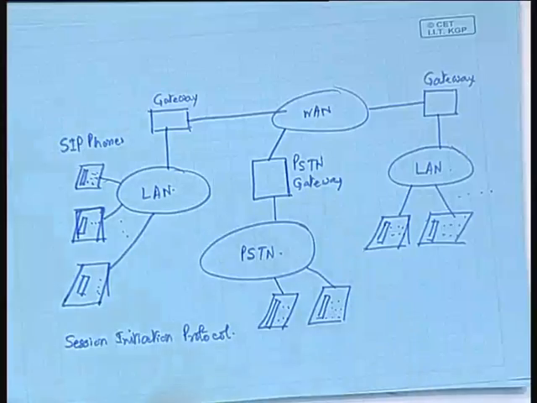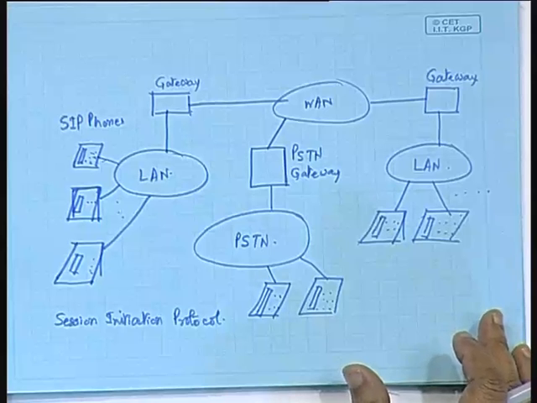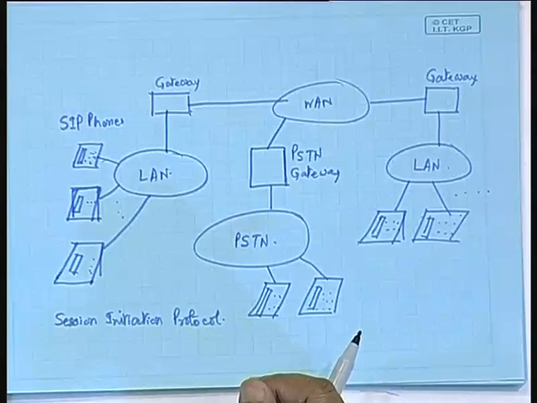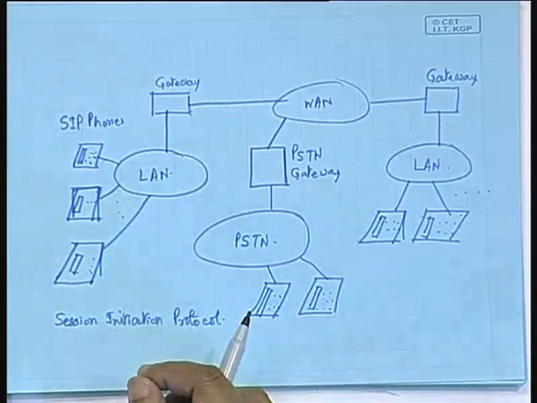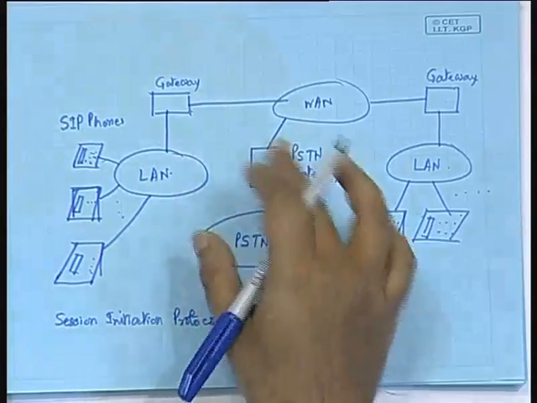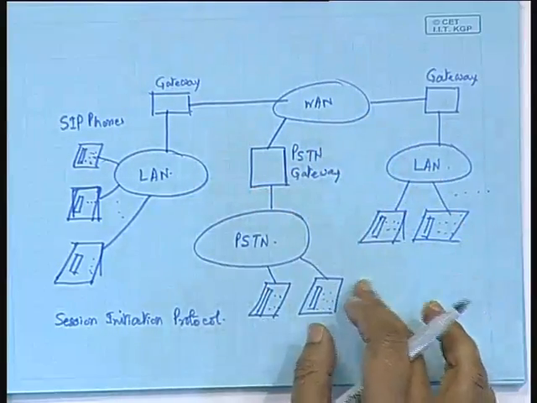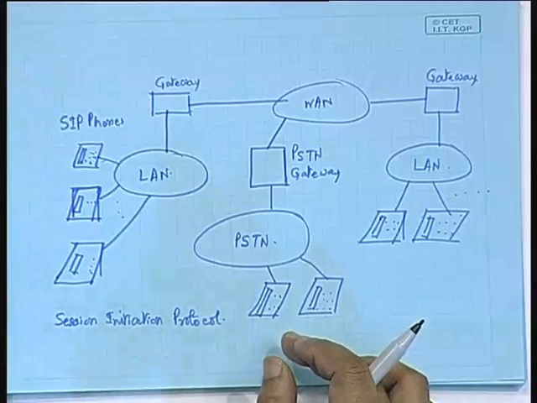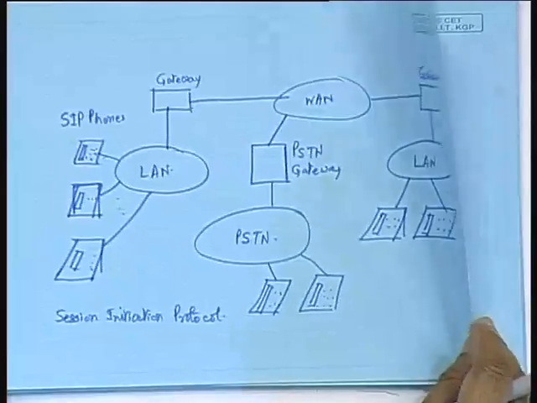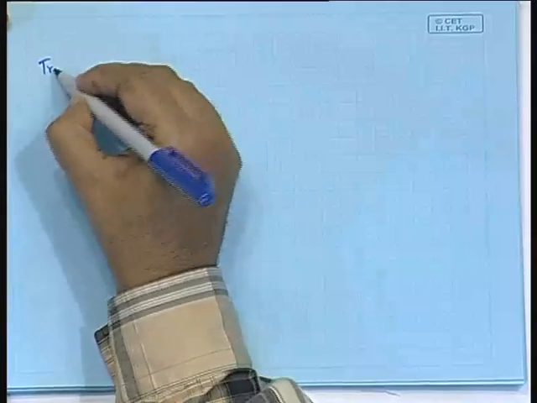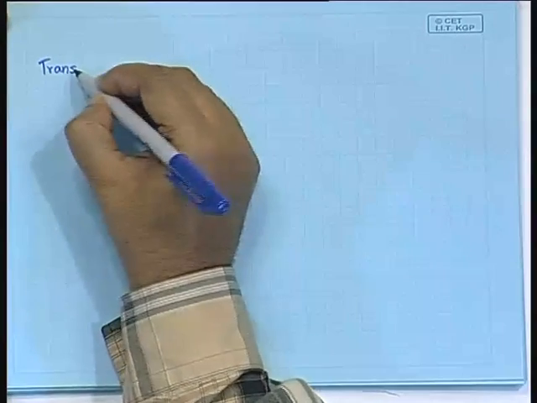So, there are two different ways of implementing voice over internet protocol. One is where you can connect the phones to the PBX, and in this approach you are connecting the phones to the LAN. Now, I would like to mention something about the transport protocol that we are going to use for this voice over internet protocol.